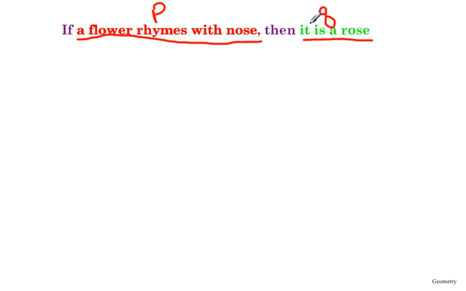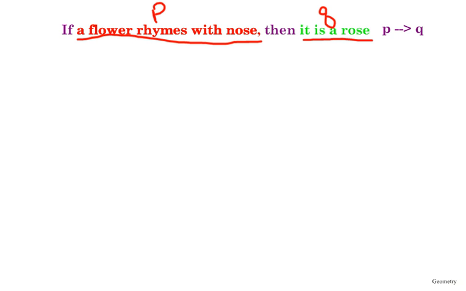So if we were going to write this conditional in simple form, we would say P arrow Q, which reads if P, then Q. That arrow there reads if then, and your hypothesis, conclusion. So if a flower rhymes with nose, then it is a rose.